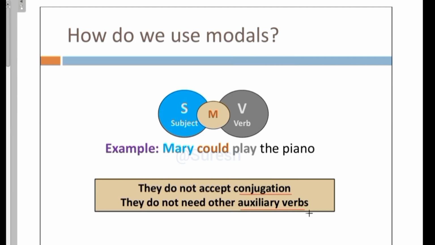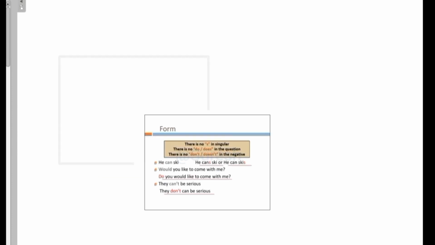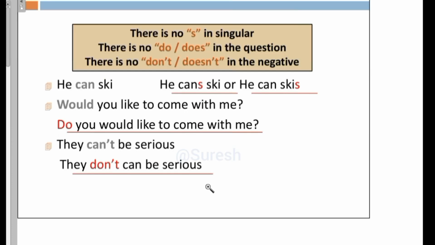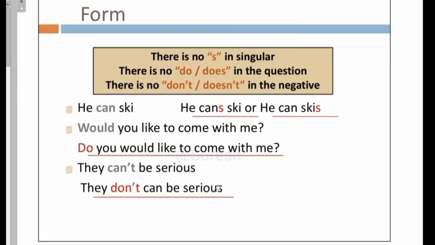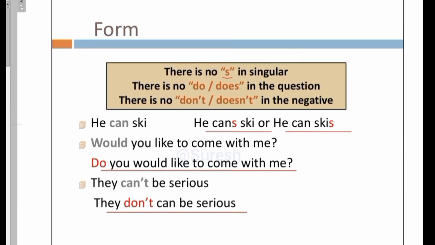They do not need any other auxiliary verbs. See, in the example, do you see any other auxiliary verbs other than the modal verb? Mary could play the piano. Only that is there. There is no other auxiliary verb we used. So this main rule you should understand. When we use a modal verb, we should not use any other auxiliary verb. So that point you have to keep in your mind.